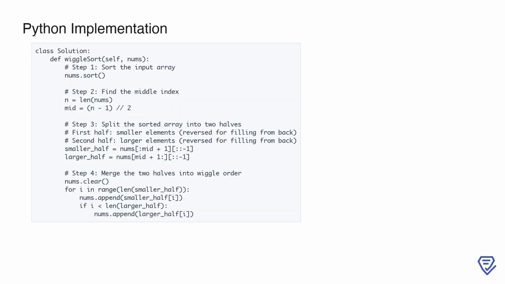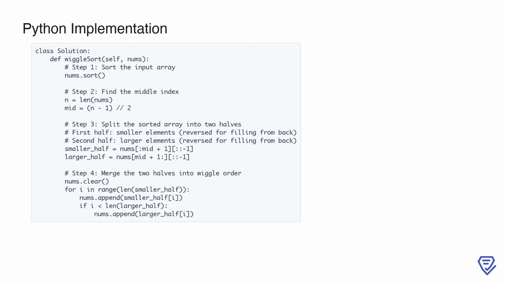The provided code solves LeetCode problem number 324, Wiggle Sort 2. The goal is to rearrange the elements in the array such that they follow the pattern nums[0] < nums[1] > nums[2] < nums[3], and so forth.